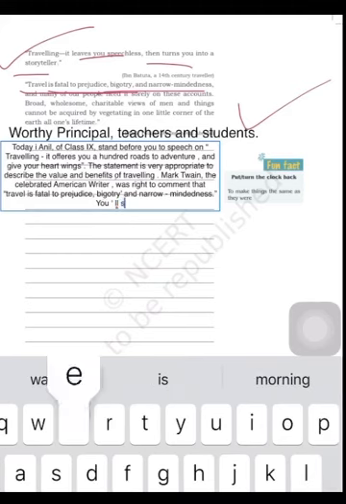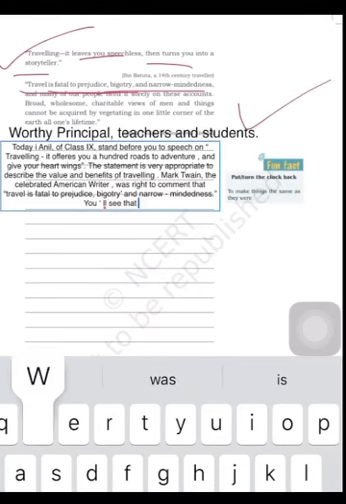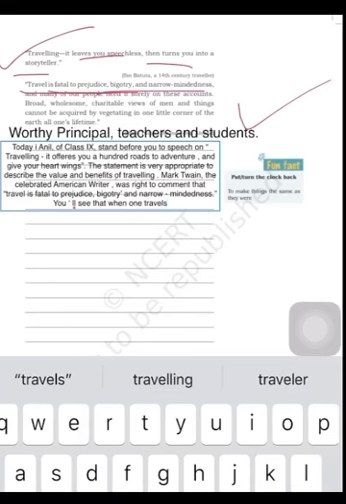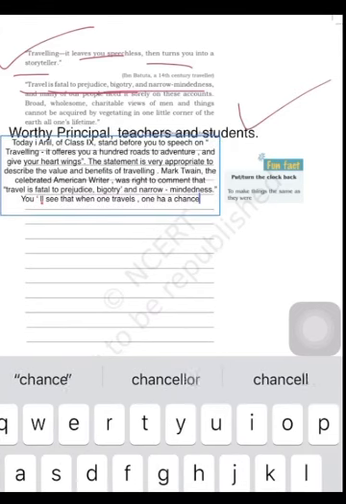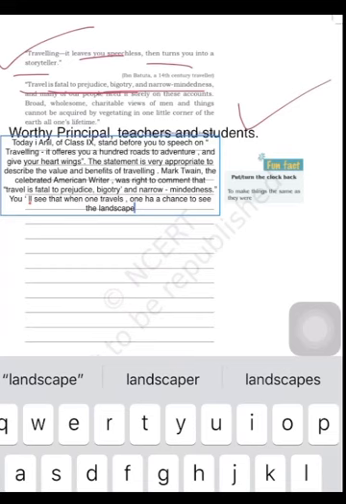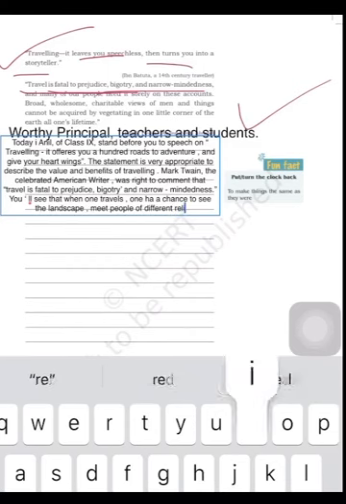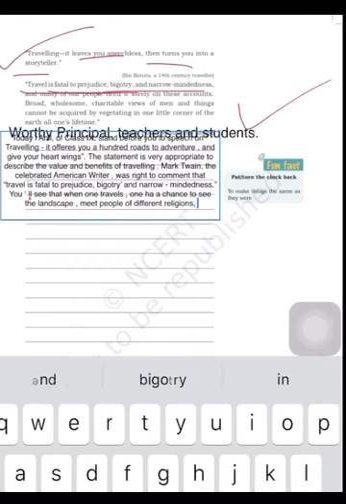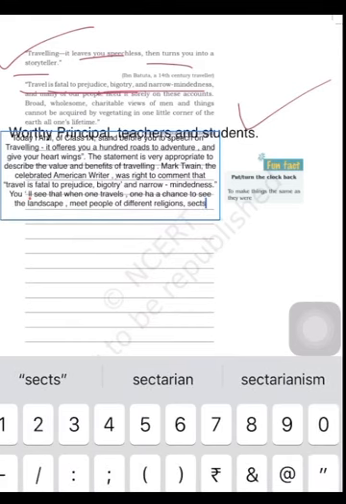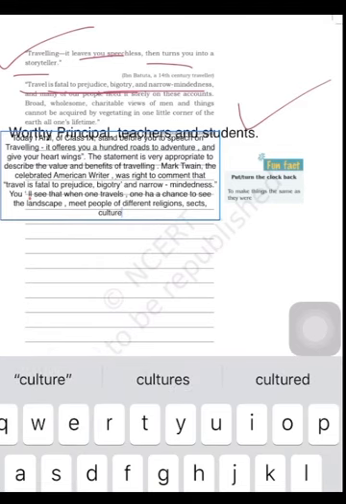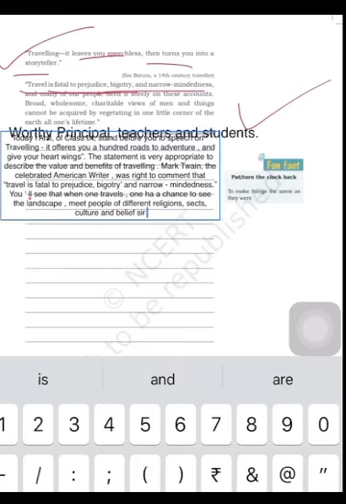You will see that when one travels, one has a chance to see the landscape, meet people of different religions, sects, culture and beliefs.